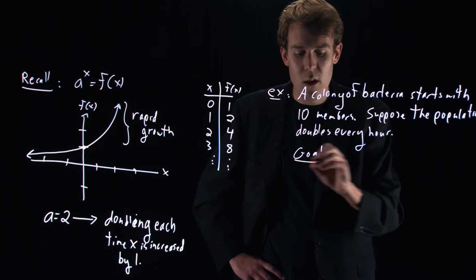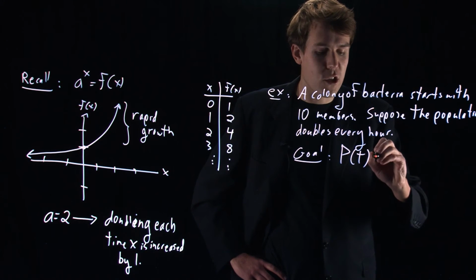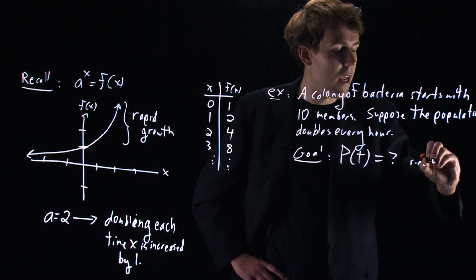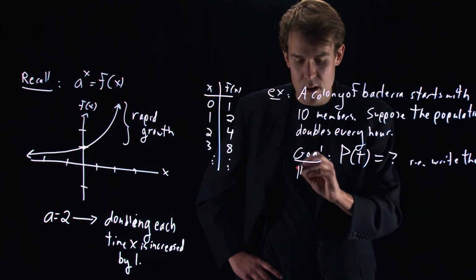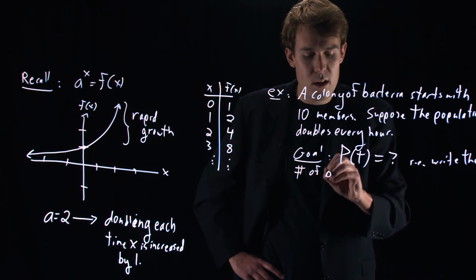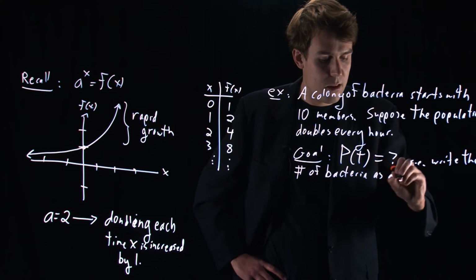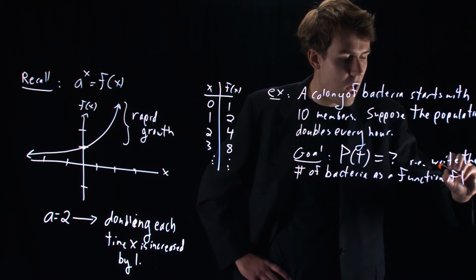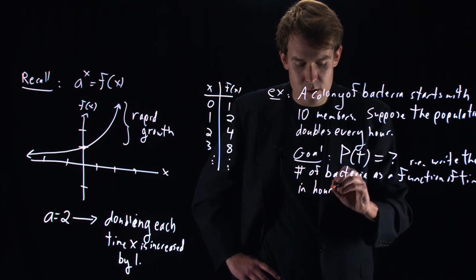And our goal is to write the population p as a function of t, i.e. write the number of bacteria as a function of time in hours.